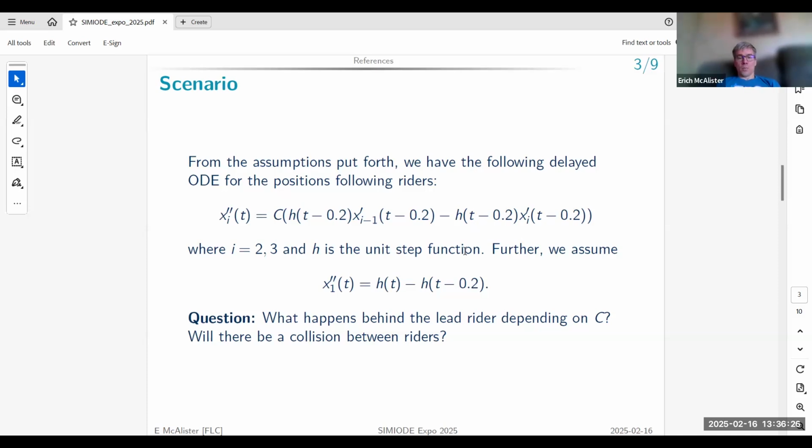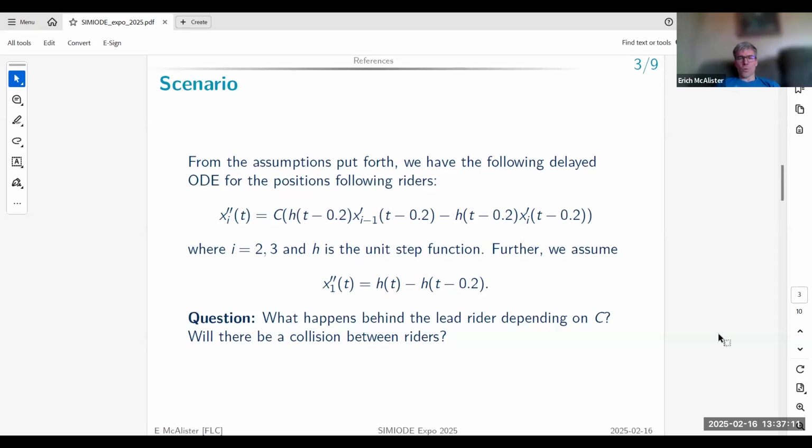For rider 1, we have this as his acceleration function: H of t minus H of t minus 0.2. Essentially, this is saying that the lead rider accelerates at a rate of 1 meter per second squared for 0.2 of a second, and then stops accelerating. And so the question that we present to the students is what's going to happen to the riders behind, depending on what the value of this constant c is.